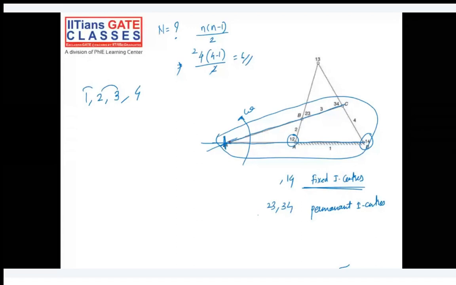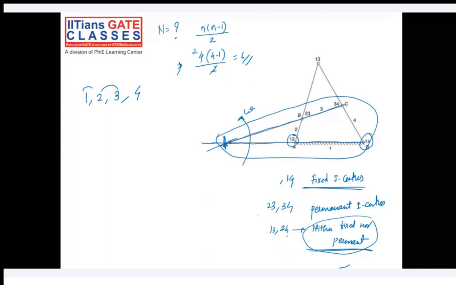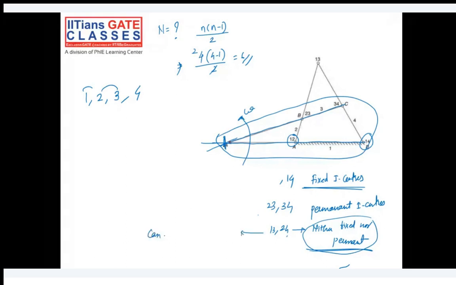So these two, 1 3 and 2 4, are neither fixed nor permanent. So you cannot easily calculate them by inspection. You have to locate them by drawing the straight lines using Kennedy's theorem. So they can be located using Kennedy's theorem.